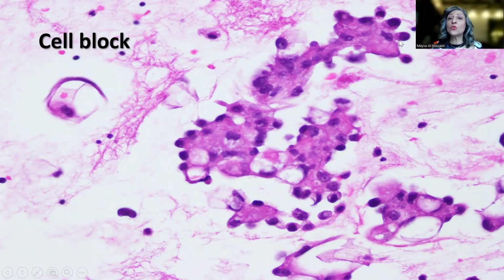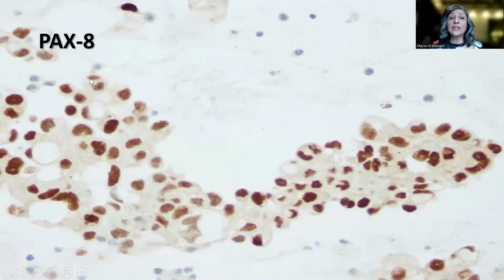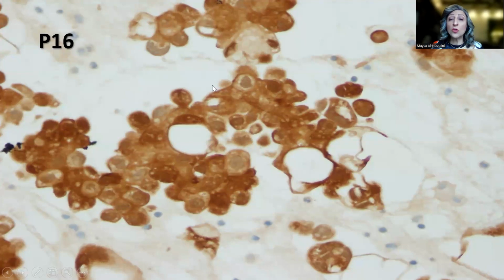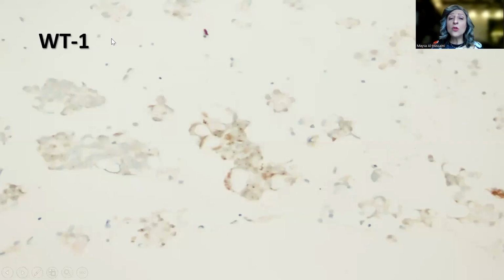Again, the differential diagnosis would be female genital tract tumors, in particular from the ovary or the endometrium, despite the absence of clear masses in both organs. And this is the immunostain on the cell block. PAX8 is positive. P53 shows diffuse positivity consistent with abnormal or mutant expression, as was P16, beautifully positive. And WT1 was kind of wishy-washy, so part of it was negative, part of it was barely positive. It was difficult to interpret.